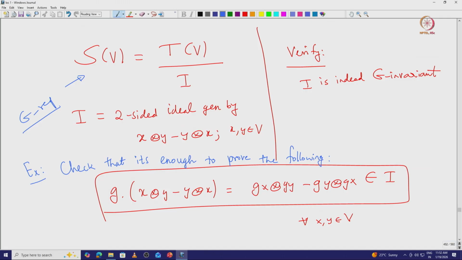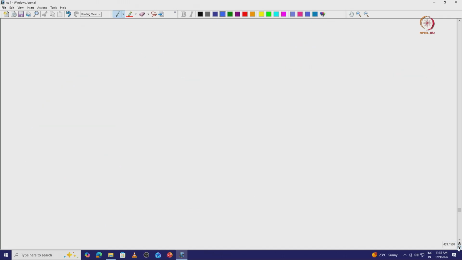Now note that we have this decomposition of S(V) into the direct sum of S^k(V). So, we can ask whether this S^k(V) is also G-invariant or not. One can easily check that is indeed the case, because S^k(V) you can identify as the image of T^k(V) under the map from T(V) to T(V) modulo I.